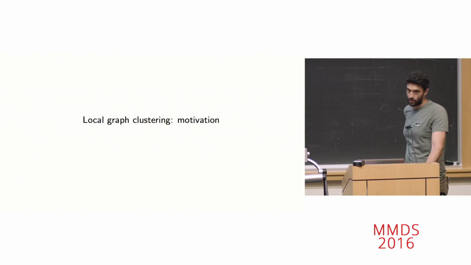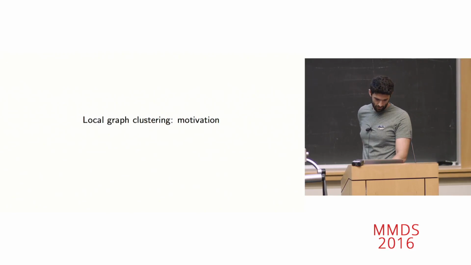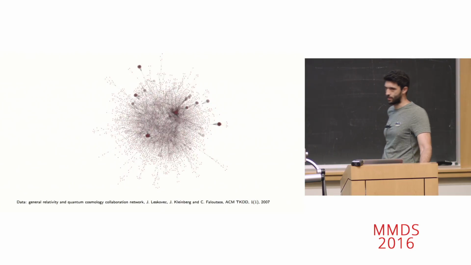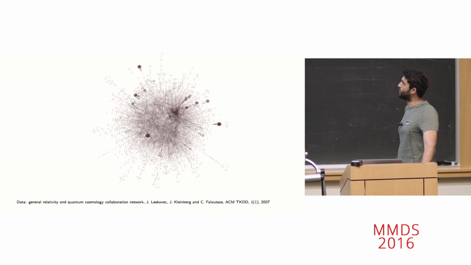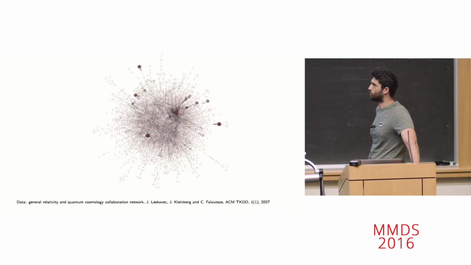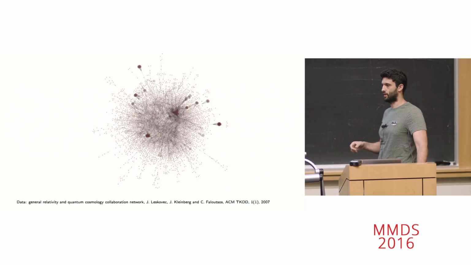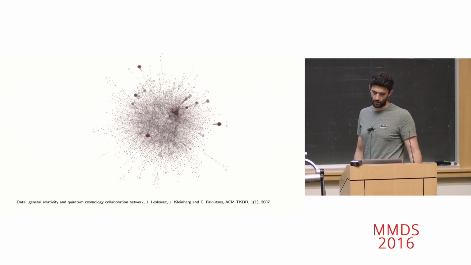So what is local graph clustering? I will start with this, and what's the motivation? Why do we need local graph clustering? Here's an example. Every node of this graph is an author of some paper that was published on arXiv on the topic of general relativity and quantum cosmology. Every edge between two authors shows that the two authors collaborated on the same project. And if some paper has many authors, then we just represent this as a clique.